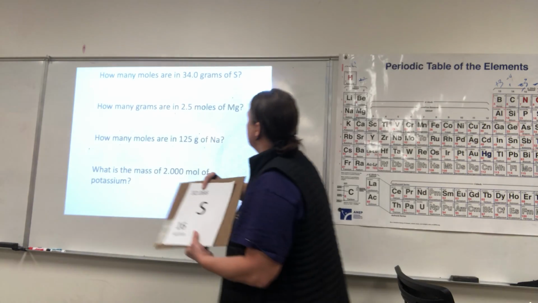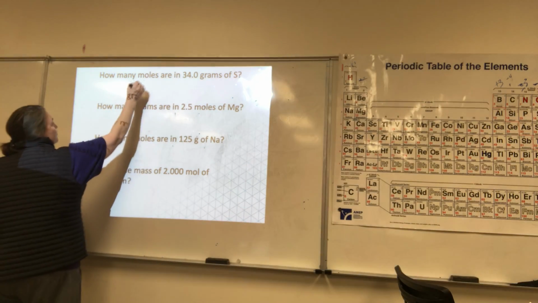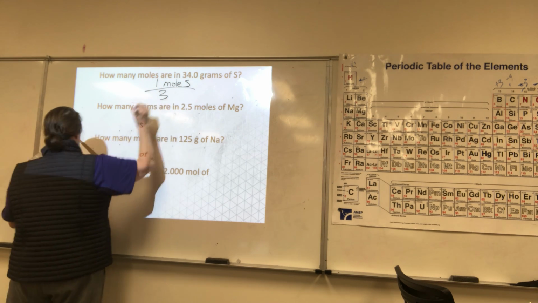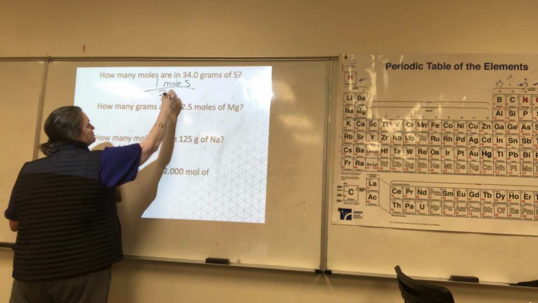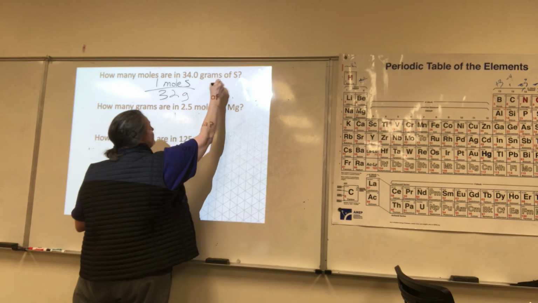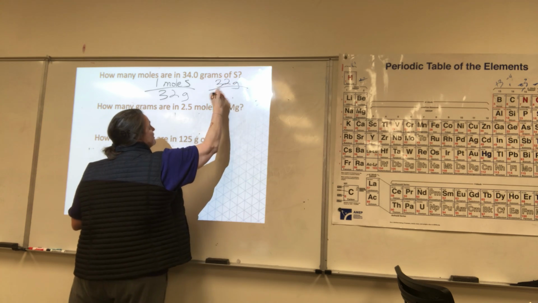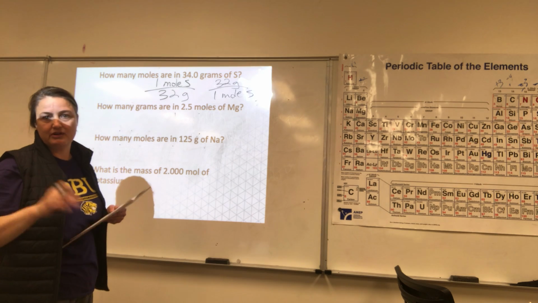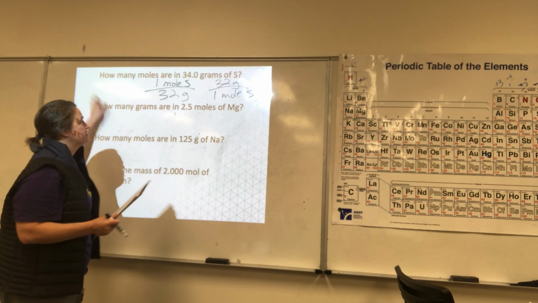Okay, so let's say 1 mole of sulfur equals 32 grams. And we can also write it the other way. 32 grams equals 1 mole of sulfur. We can make either ratio. Well, let's start over here. Let's start with what we have.